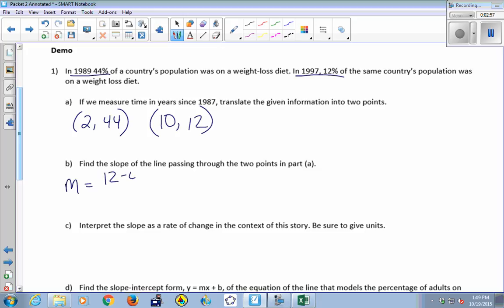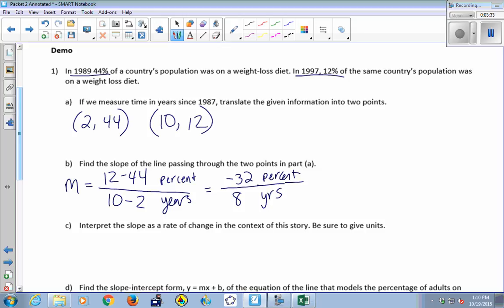Yeah, 12 minus 44. So you subtract the y coordinates over 10 minus 2, subtract the x coordinates. What are the units on the 12 and the 44%? So I'm just going to write this down. That's percent, because it's going to help me answer the next question if I keep my units here. And what are my units on 10 and 2? Years. Okay, so when I actually subtract, I get negative 32 over 8. Percent is my units on the top, and years are my units on the bottom.